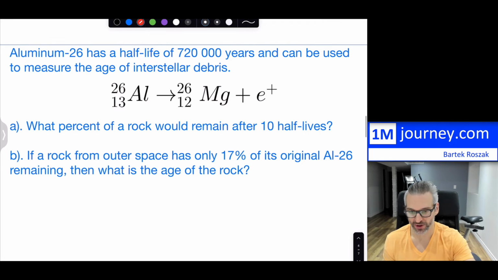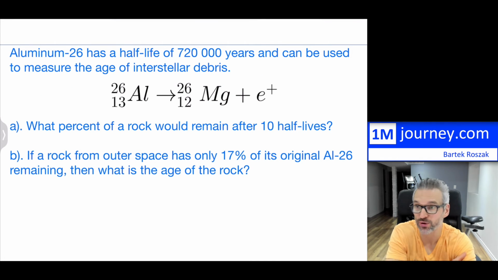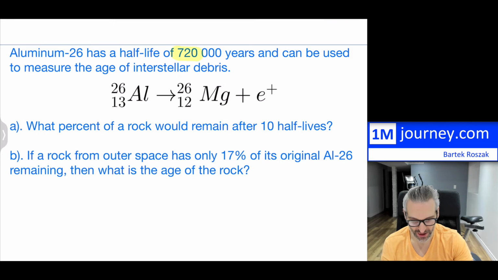Here's another example, which is a neat example. This is aluminum-26, which is often used to measure the age of interstellar debris, so external debris outside of the Earth. Aluminum-26 goes through the following nuclear reactions. It changes to magnesium, and its half-life is rather long. So this is the radiation that takes place. It takes 700,000 years for it to decay by half.